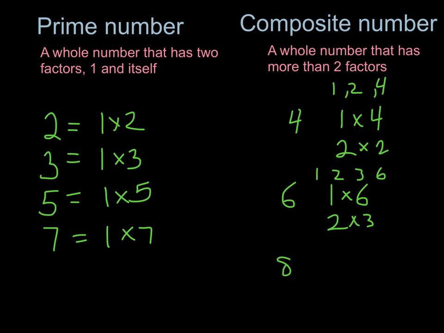8 would be because there's more than two factors. I can go 1 times 8. I can go 2 times 4. So that one has 4 factors. 1, 2, 4, and 8.